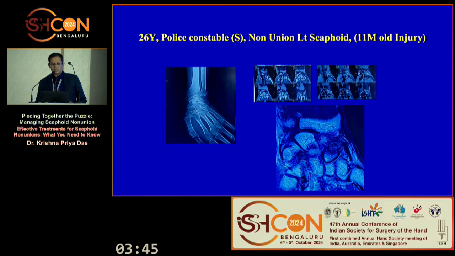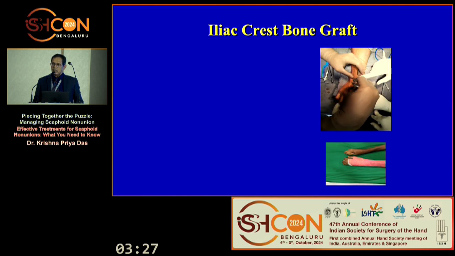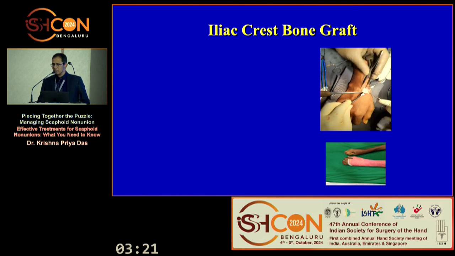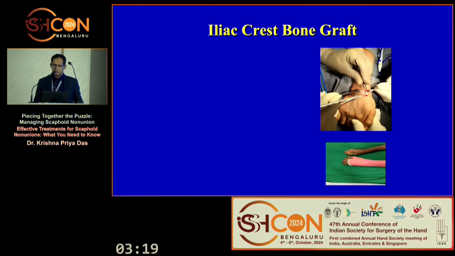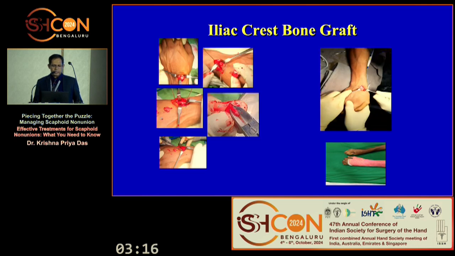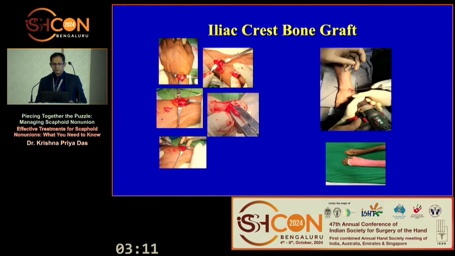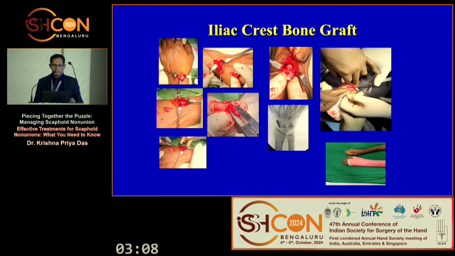Another patient, 26 years old, a police constable, came with a scaphoid non-union with avascularity. Here there is also a little gap at the fracture site. In the MRI, there is a large area of avascularity. So I planned for an iliac crest bone graft because I thought we needed more bone; the bone mass is not sufficient for a distal radial pedicle graft. But adequately debride the fracture site, take a very good piece of bone, and shape it like a chocolate.